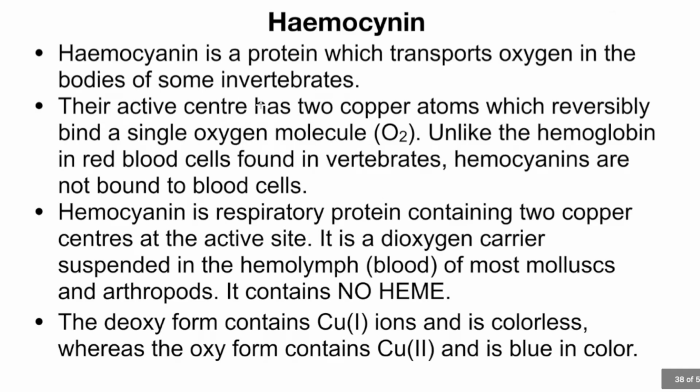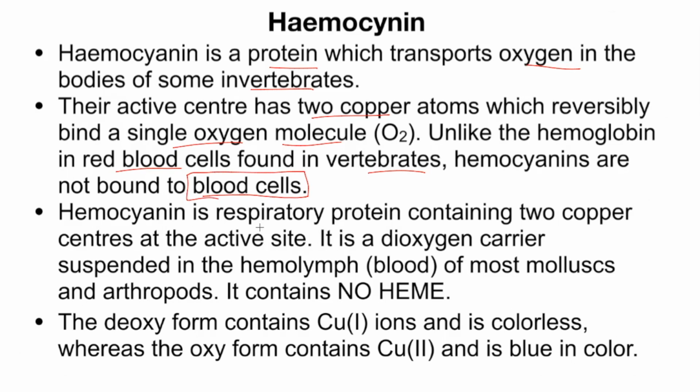Let's talk about hemocyanin now. So hemocyanin is a protein which transports oxygen in the bodies of some invertebrates. Their active center has 2 copper atoms which reversibly bind a single oxygen molecule. Unlike the hemoglobin in the red blood cell found in vertebrates, hemocyanin is not bound to the blood cells.